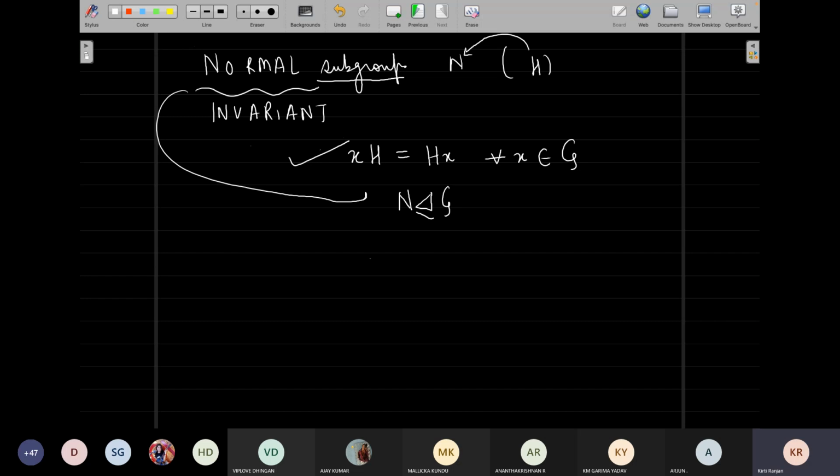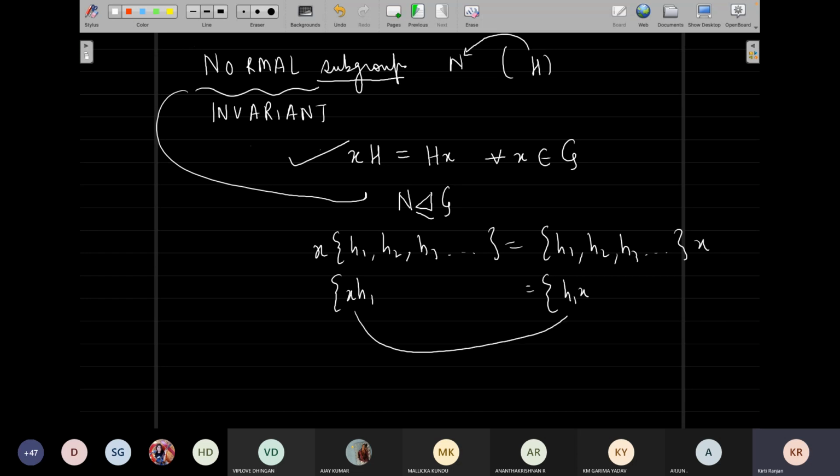Now, generally, whenever I write it, students think that if I am writing elements like H1, H2, H3, and so on and so forth, and I am writing xH1, xH2, xH3, and so on, then it automatically means that xH1 has to be equal to H1x. That's not what I am asking for. I am saying that this xH1 can be the same as any other element, maybe Hj times x. But the entire group of elements formed on the left hand side will match the entire group of elements on the right hand side.